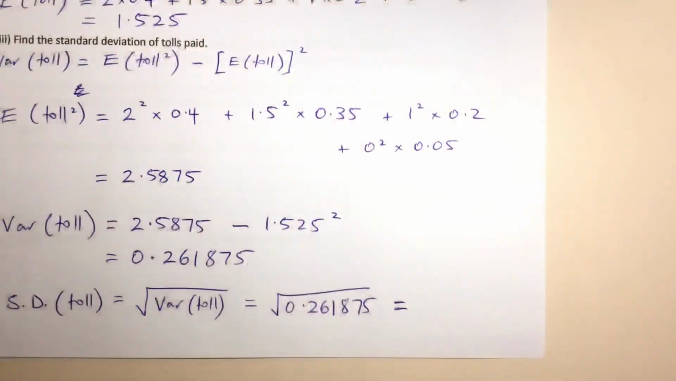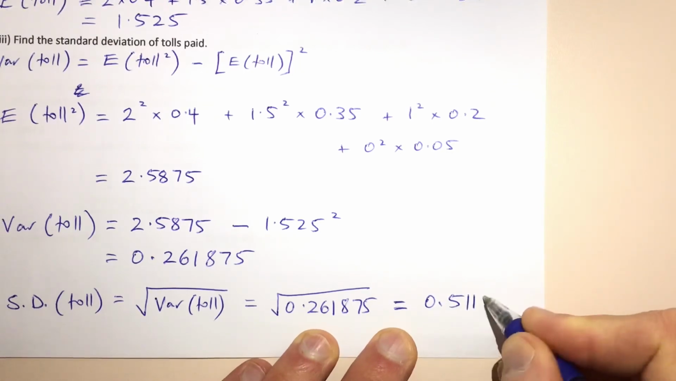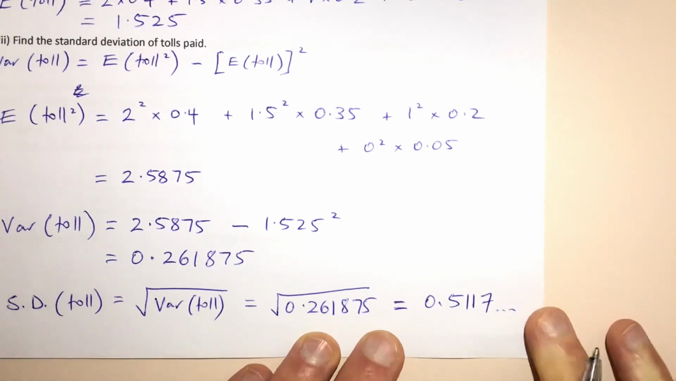I've got to tilt my phone sideways because it doesn't even give me the square root button. All right, so we're getting 0.5117, and let's just go to 4 decimal places. Okay.